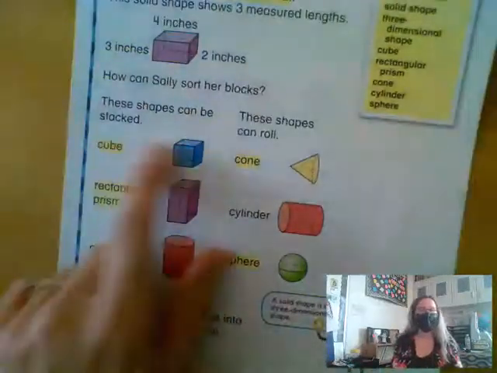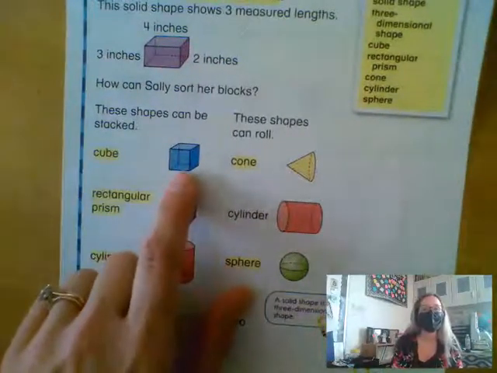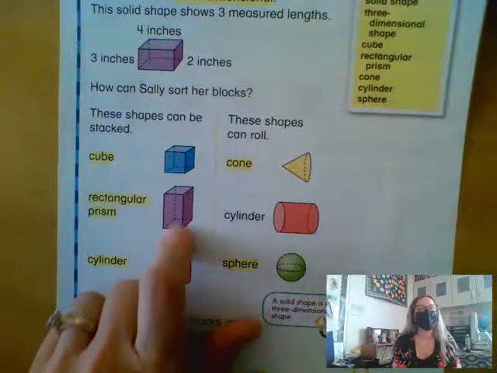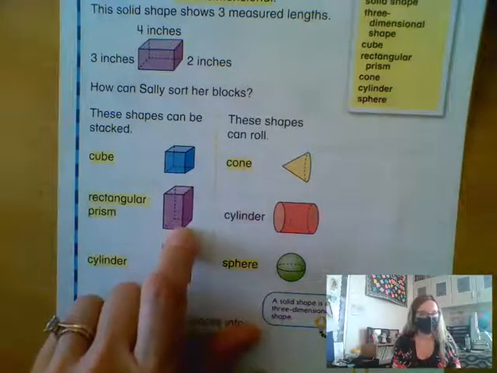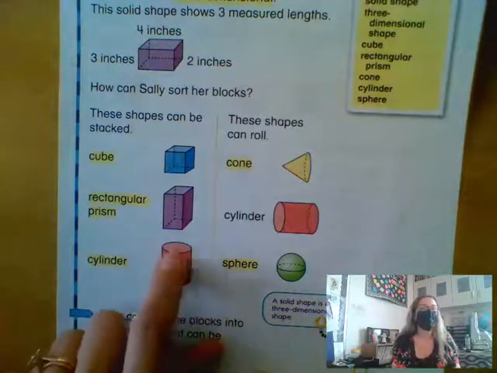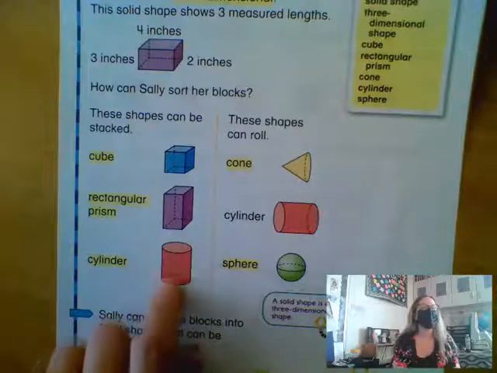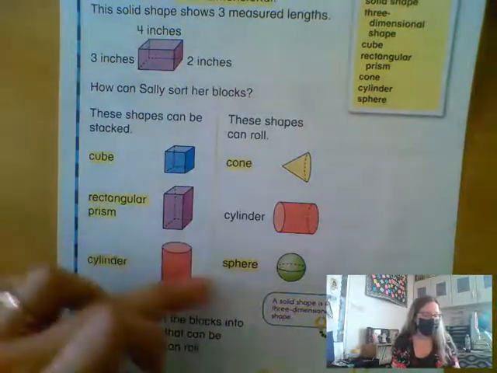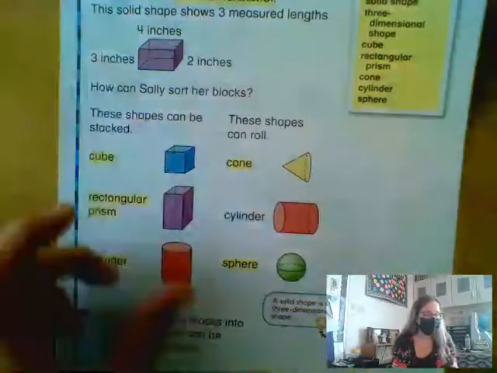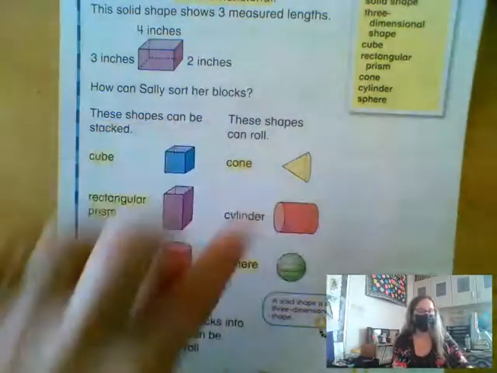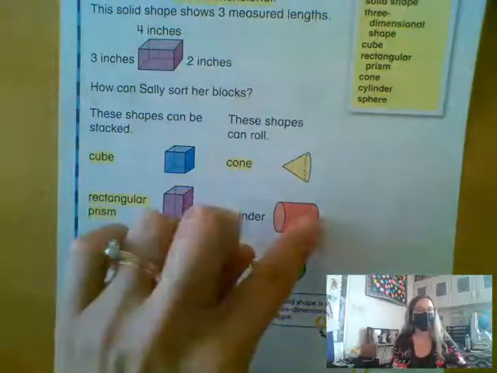So we have here a cube. Everyone say cube. Cube. This one, it looks like a cube, but it's taller. It's called a rectangular prism. This one, it kind of looks like a paper towel roll or a soup can. It's called a cylinder. It has a flat top and bottom, so it can be stacked, but it also has a curved side, so it can also roll. So the cylinder actually goes in both places.